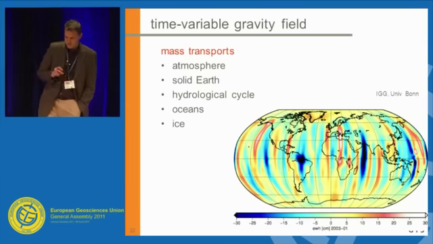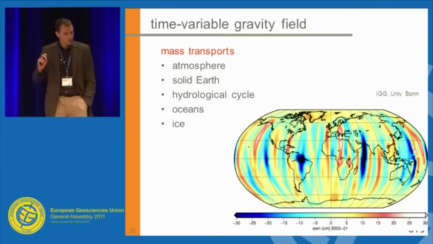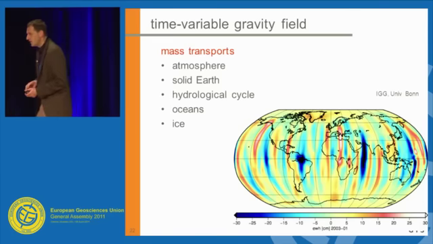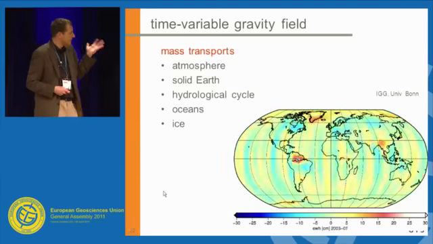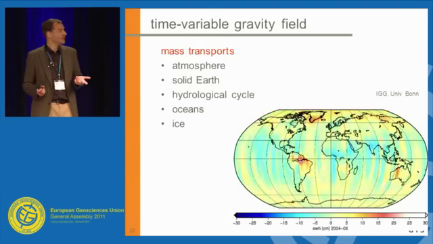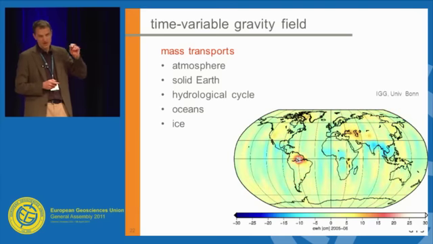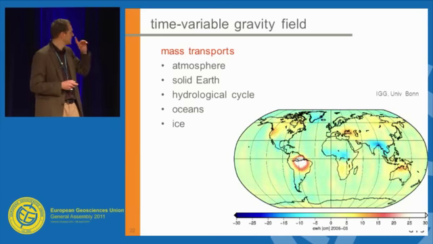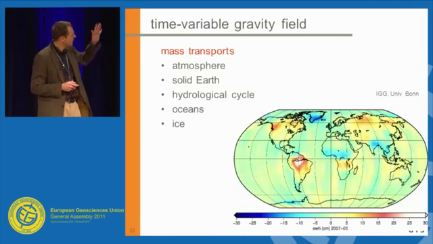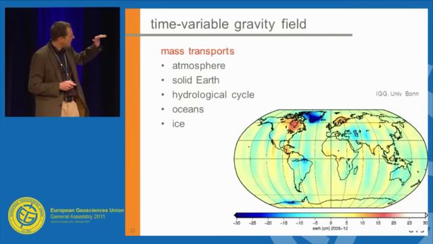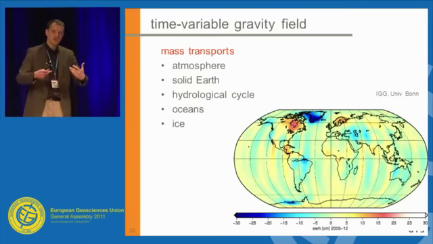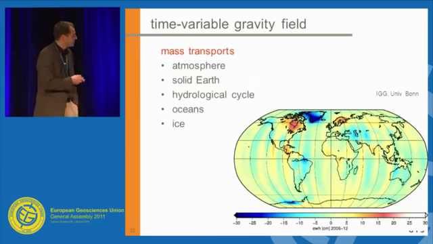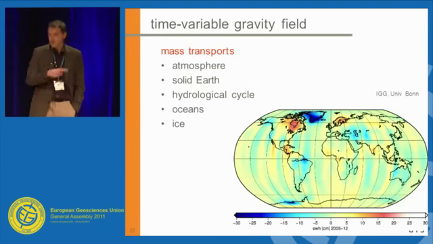So atmospheric transports or mass transport from all kinds of sources can be monitored. And whatever is known in these transports can be modeled out. For instance, atmosphere can be modeled out to a large extent, not perfectly, but to a large extent. Solid Earth is pretty well known. Hydrological cycle is one of the big unknowns, and ice is one unknown. Oceans are pretty well known again. So you try to model it out, and what remains is supposed to be hydrological signal plus ice signal.